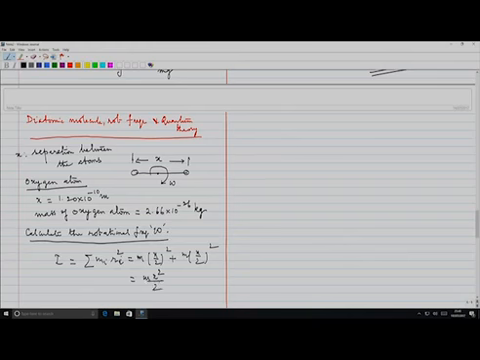Now according to quantum theory, the fundamental unit of angular momentum, according to quantum theory.